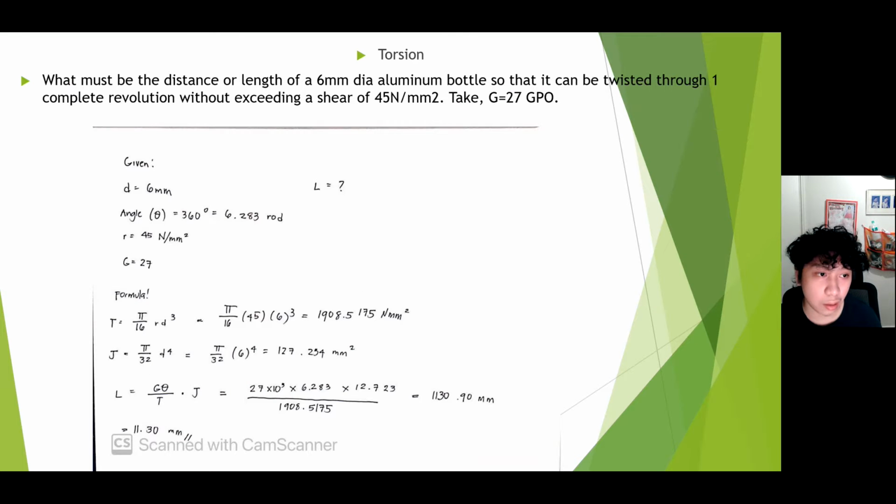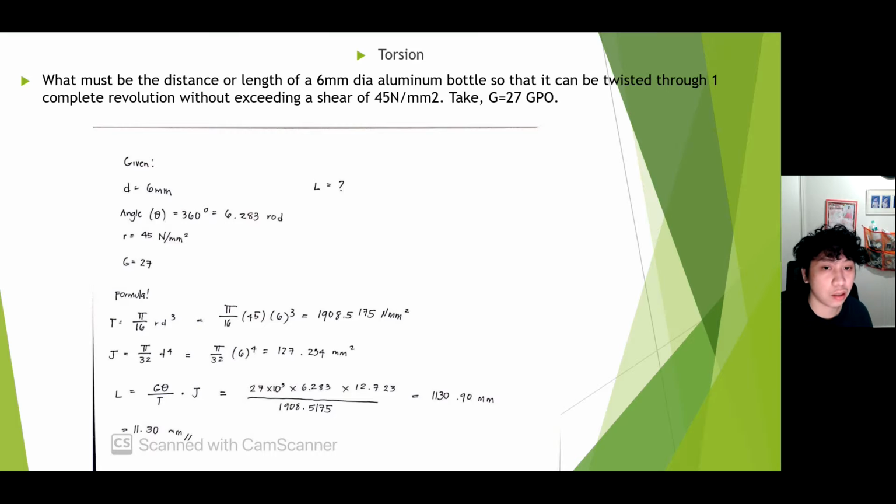So, in torsion naman, what must be the length of a 6 mm aluminum bar so that it can be twisted through one complete revolution without exceeding a shear of 45 N over mm squared. So, take G is equals to 27 GPa. So, the given will be sa D is equals to 6 mm.